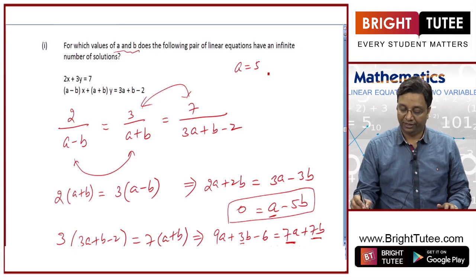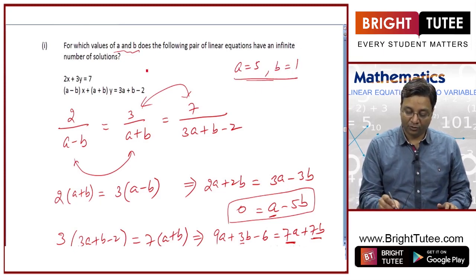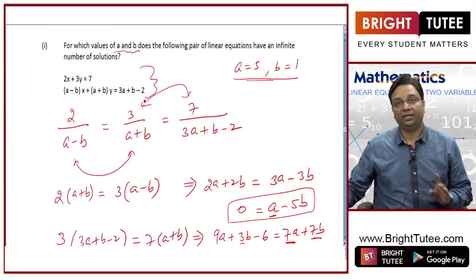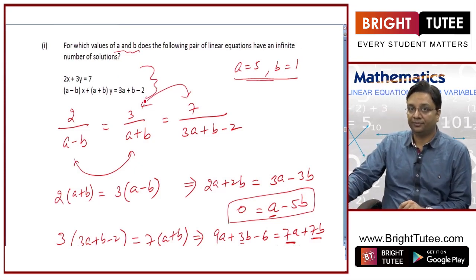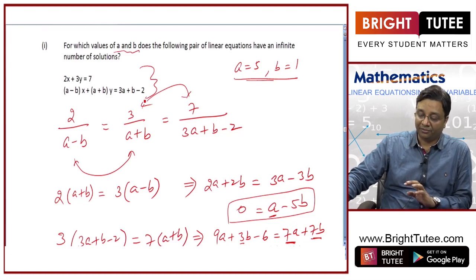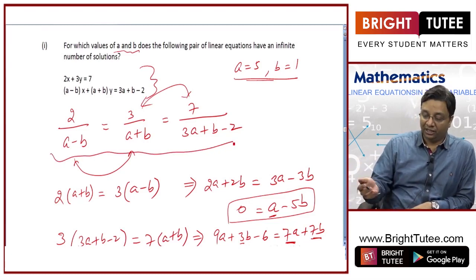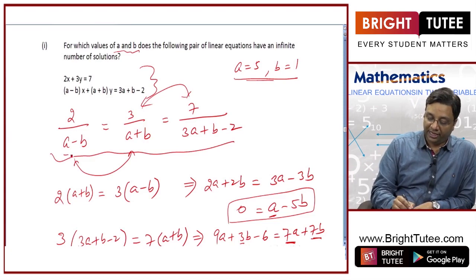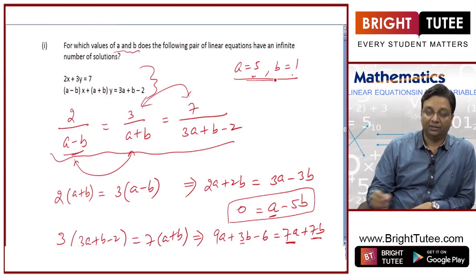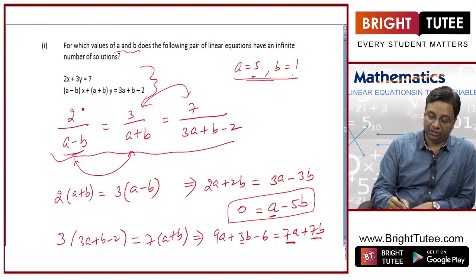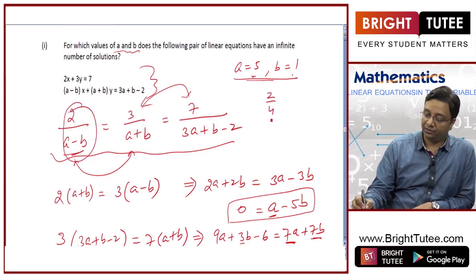A should be equal to 5 and b should be equal to 1 for these equations to have infinite number of solutions. Why? Because in that case these three ratios will be equal. You can check it also. This is a minus b. So, 5 minus 1, which is 4. So, this will become 2 by 4. Let us see if it is equal to this or not.